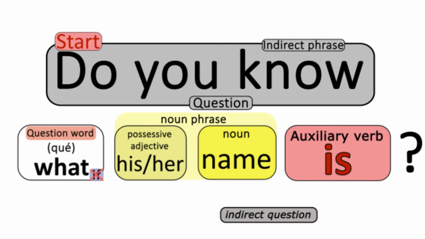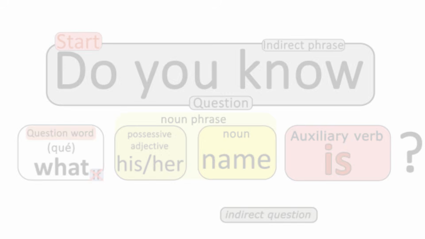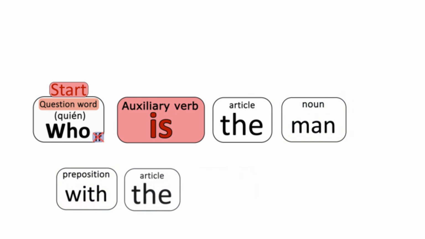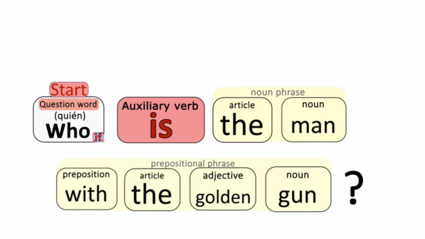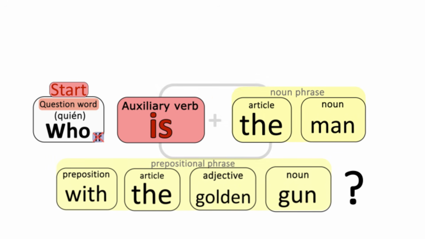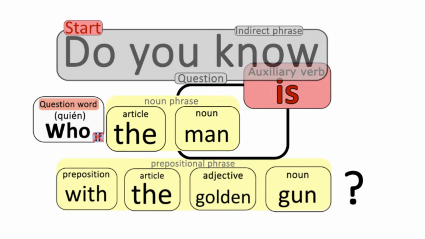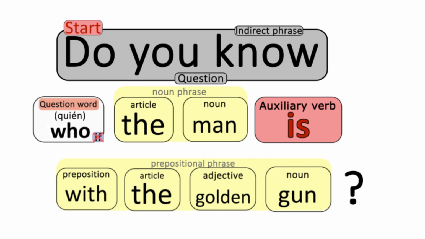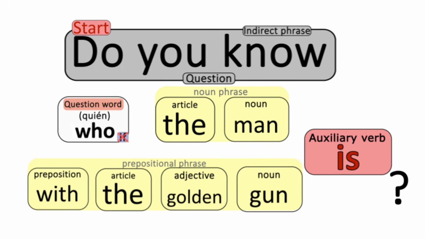A more complicated example could be, who is the man with the golden gun? In this case, we have two options with the indirect version. We can say, do you know who the man is with the golden gun? Or we can say, do you know who the man with the golden gun is?